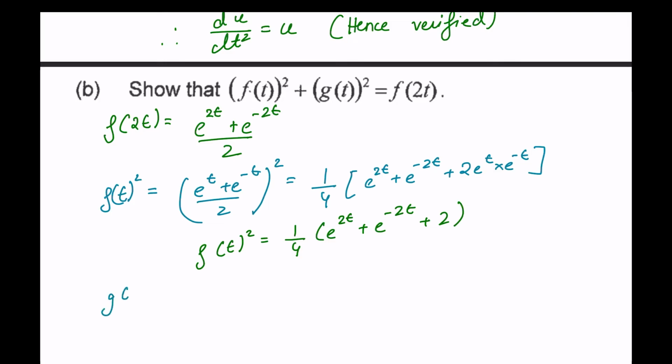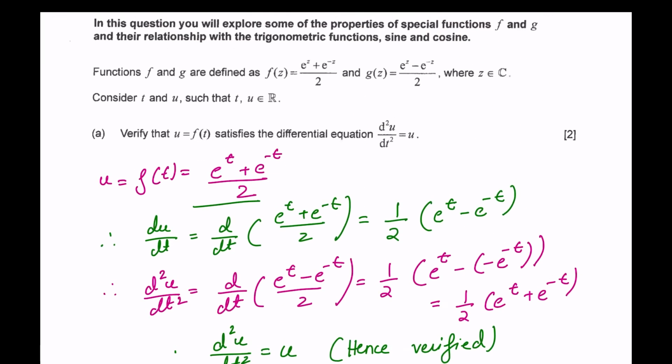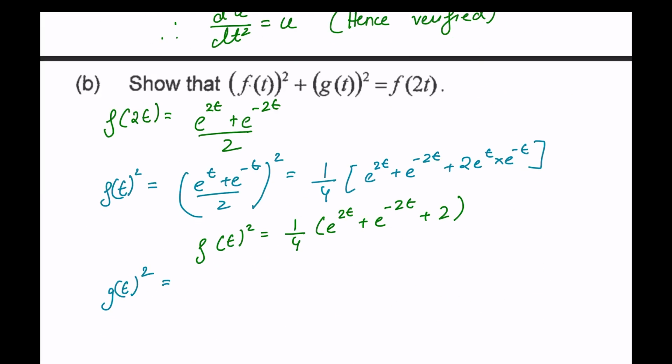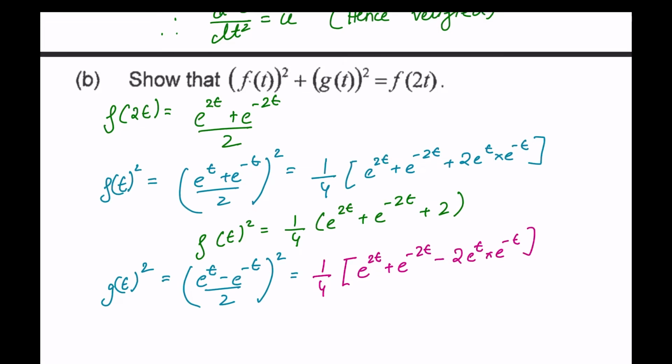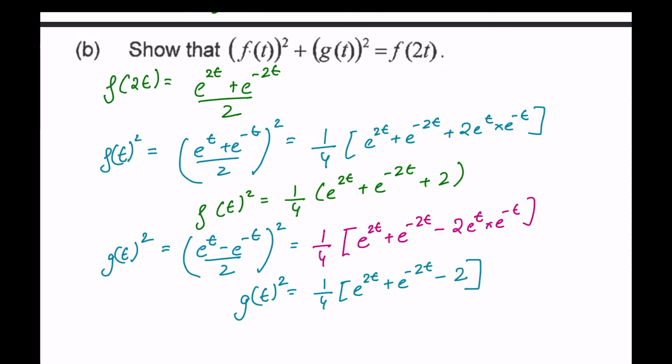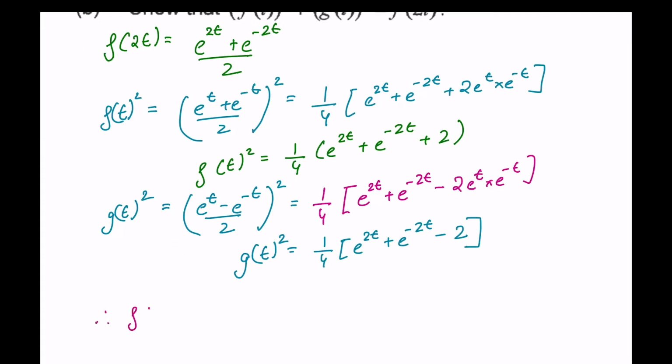Similarly, I can write g(t) whole squared. g(t) would be (e to the power t minus e to the power of minus t) by 2. We have to square this term. So the bottom two would become 1 by 4. Then (a minus b) whole squared is a squared plus b squared minus twice ab. Again, e to the power t times e to the power minus t would be equal to 1. Now we have to find the sum of f(t) squared and g(t) squared.